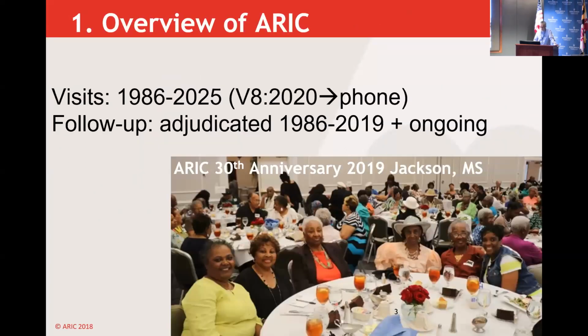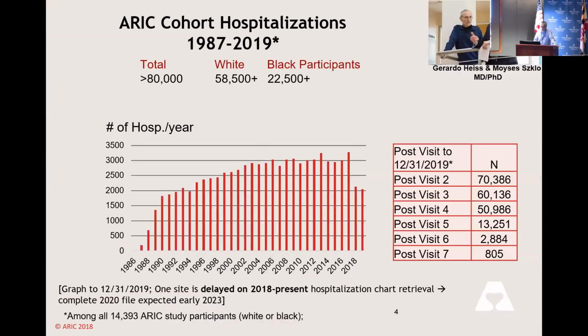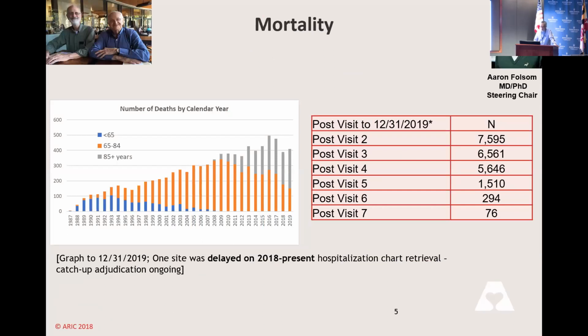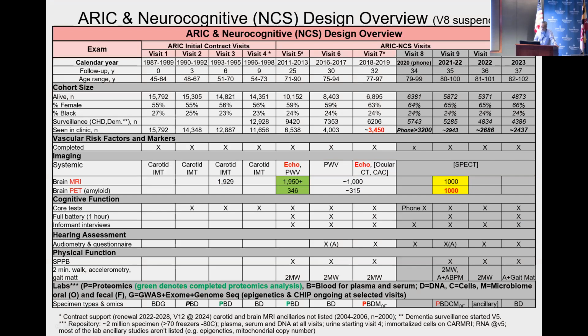So these are some of our participants at their 30th anniversary visit here in Jackson, Mississippi. I'll do a whirlwind. We still have 3,000 hospitalizations per year, and these are some of our pioneering leaders. We still have mortality. Now it's shifting to ages over 85, but also some deaths 65 to 85, and then deaths before the age of 65. So really it's a life force perspective over 3 decades, which is probably true of the other cohorts as well.